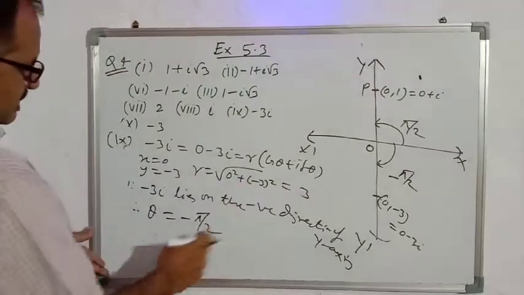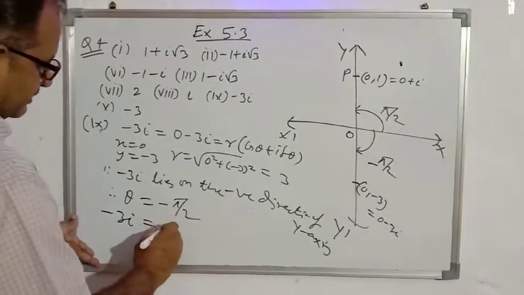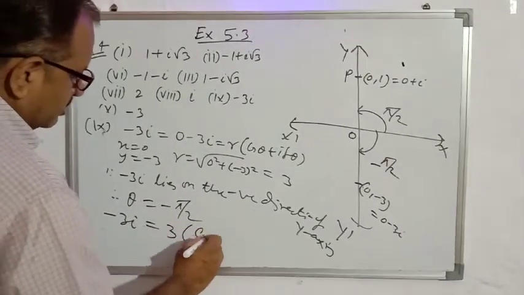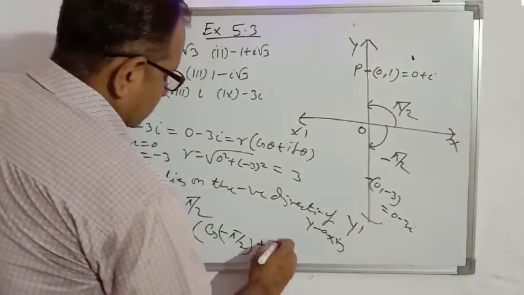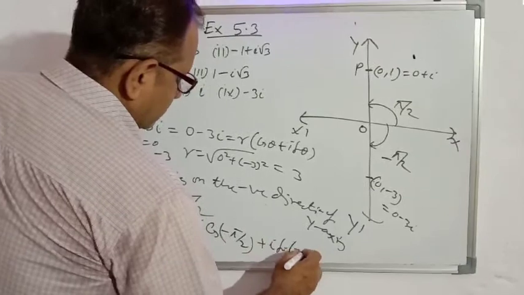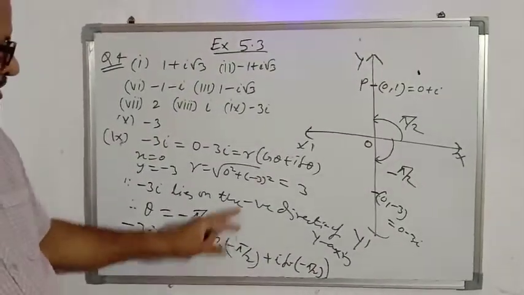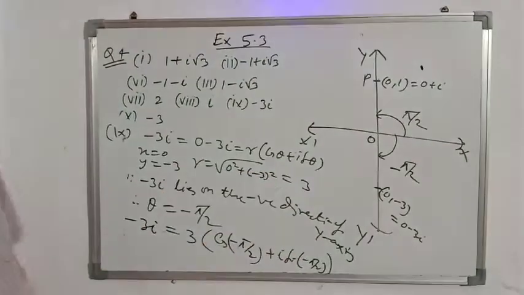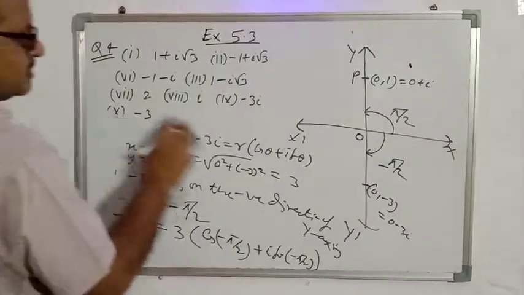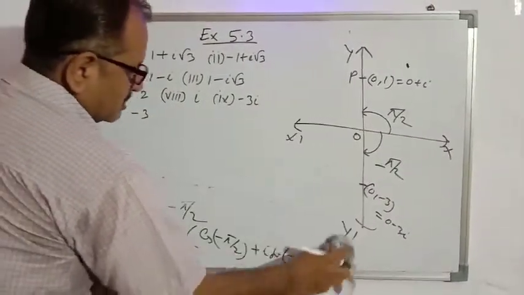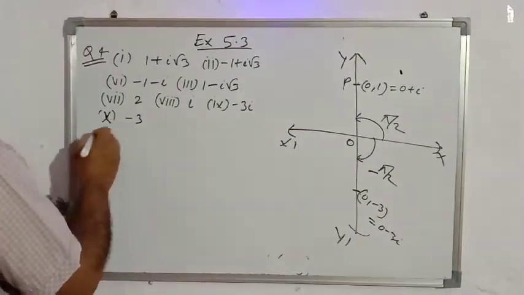So r is equal to 3 and theta is minus pi by 2. So minus 3i can be written 3 into cos minus pi by 2 plus I sin minus pi by 2. And see the last part. It is not given in the book, I have taken it.